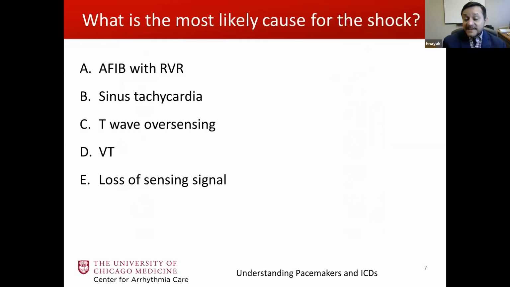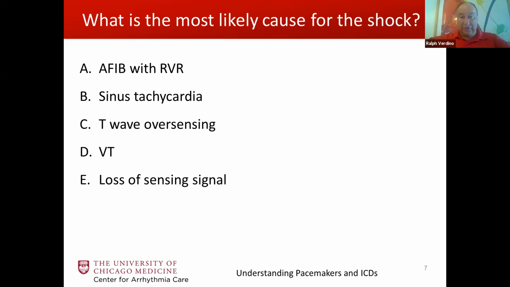Okay, once again, you can volunteer or place your choice in the chat. What is the most likely cause for the shock? Is this atrial fibrillation with rapid ventricular response? He has a history of PAF. We saw AFib on the interrogation. Is this sinus tachycardia because he's exercising? Is this T-wave oversensing? We saw an example of that earlier. Is this VT? Or is this loss of sensing signal?